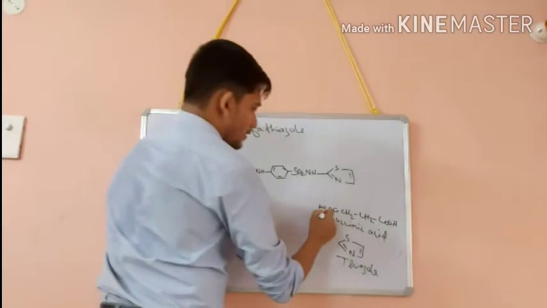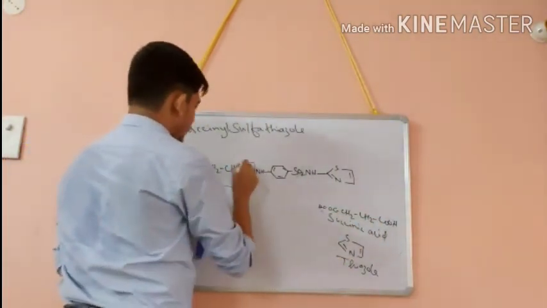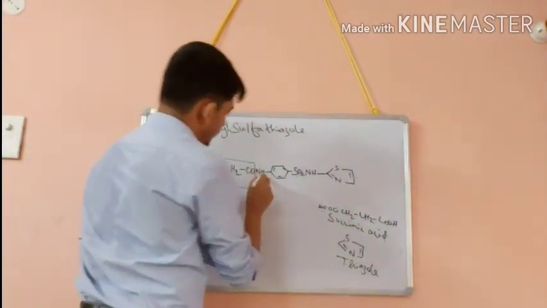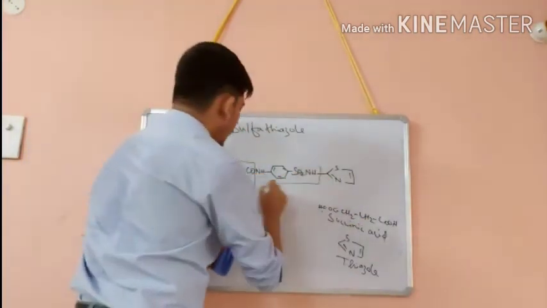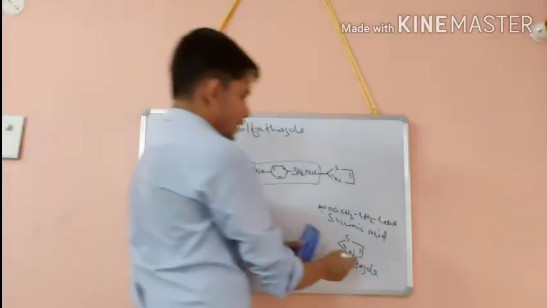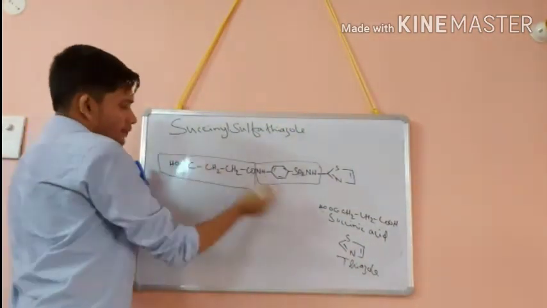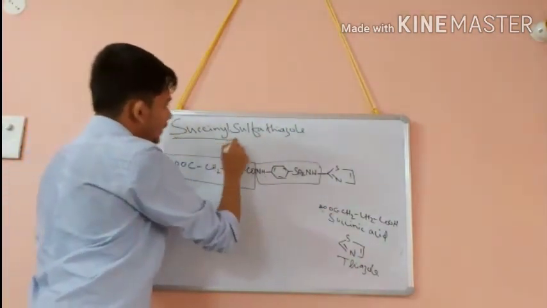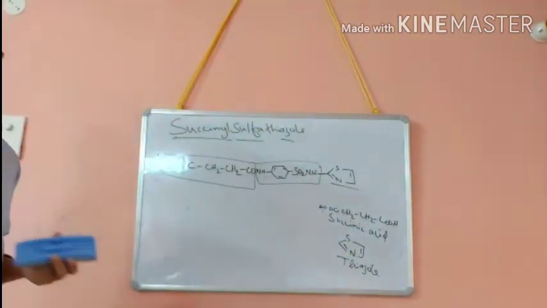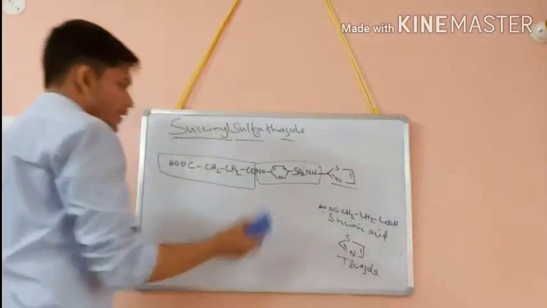If you see succinic acid, you will get this structure here. That is OH is removed and it is joined to our parent moiety, that is sulfanilamide, and this one is our thiazole. So that's why the name came from succinic acid to succinyl and then sulfathiazole for this one. So this is the overall nomenclature of this compound.